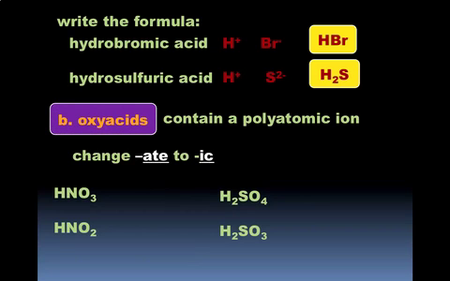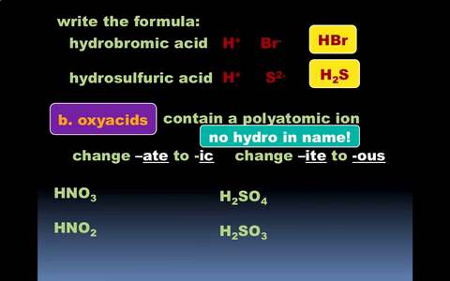The other type of acid is called an oxyacid, and basically these are the polyatomic ions with the hydrogen attached. If the polyatomic ion ends in ate, you would change it to an ic acid, and if it ends in ite, you change it to OUS and an acid after that. So this first one is nitrate. There's going to be no hydro in the name. This first one is nitrate, so we change it to ic, so it's nitric acid.